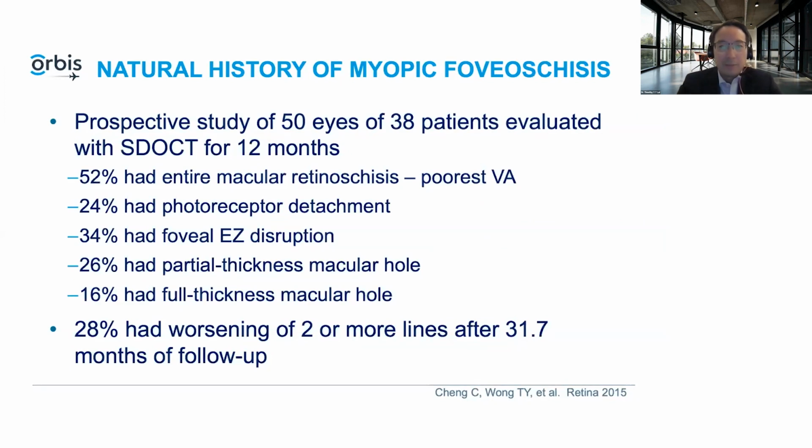Another study performed in Singapore looked at 50 eyes followed with spectral domain OCT for about 12 months. You can see that they had different types of morphology: entire macular retinal schisis, photoreceptor detachment, full field ellipsoid zone disruption, partial thickness macular hole, and full thickness macular hole. The poorest vision types are those with entire macular retinal schisis. And with a follow-up of 31 months, about 28% had worsening of 2 or more lines of vision.